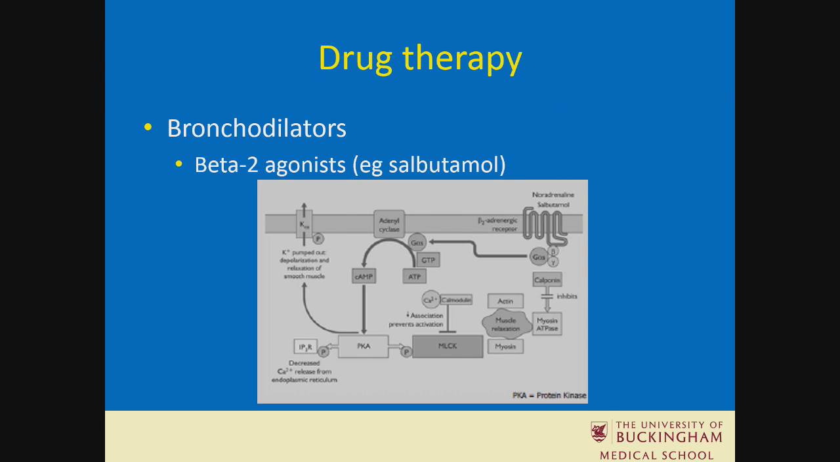There is a risk that, as with all adrenergic drugs, the receptors can get down regulated and the lung can get less sensitive to salbutamol and drugs like that. So normally we use salbutamol and terbutaline as short acting, and formoterol and salmeterol as long acting beta agonists.